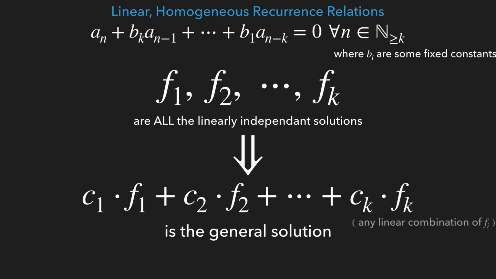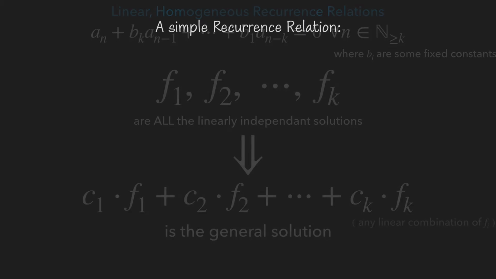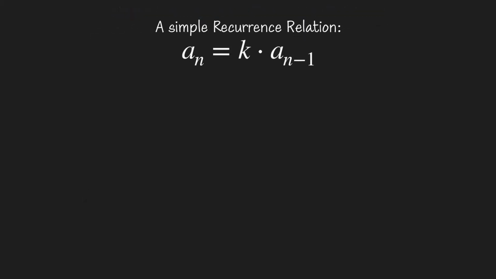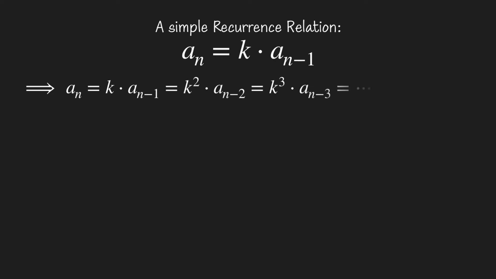Now, let's look at some simpler recurrence relations to get hints for what our particular solutions might look like. In this example, we can see that a_n, which is k times a_(n-1), is equal to k squared times a_(n-2), which is equal to k cubed times a_(n-3), and on up till k raised to n times a_0, giving us a_n to be a_0 times k raised to n.